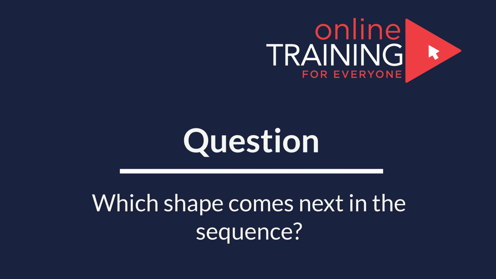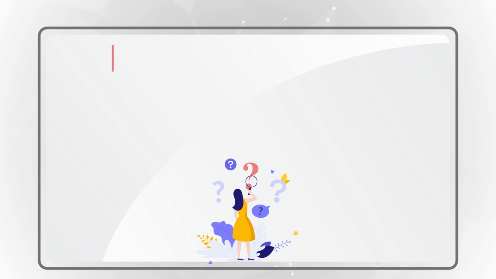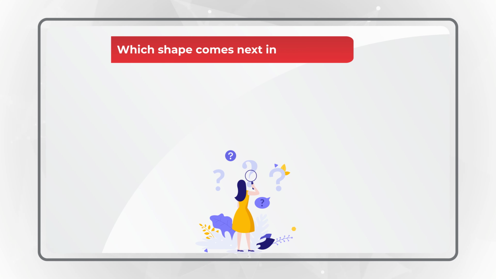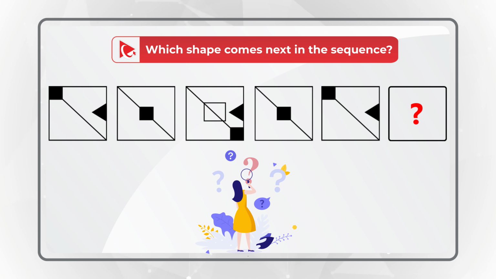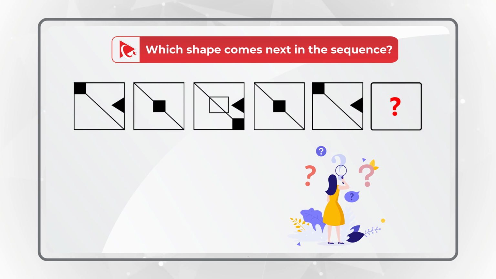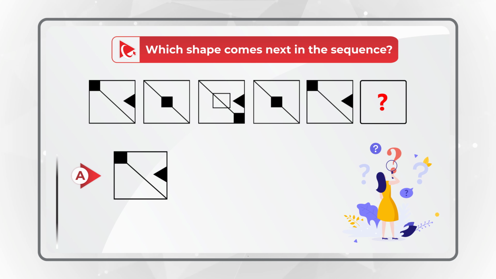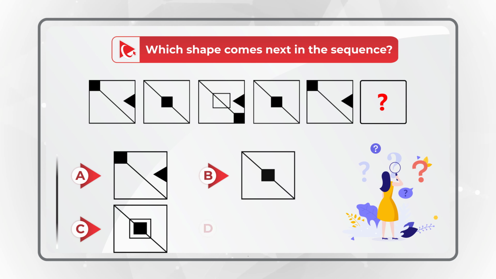Here's an amazing question which tests your analytical skills. You need to determine which item comes next. And you're presented with the series of 5 rectangles and the 6th rectangle is missing. You need to select one of 4 different choices. Choices A, B, C, and D.